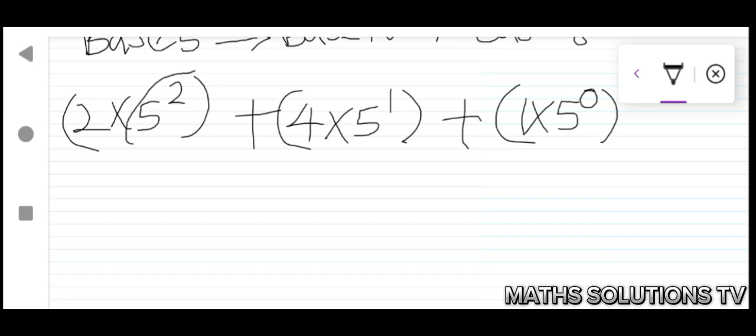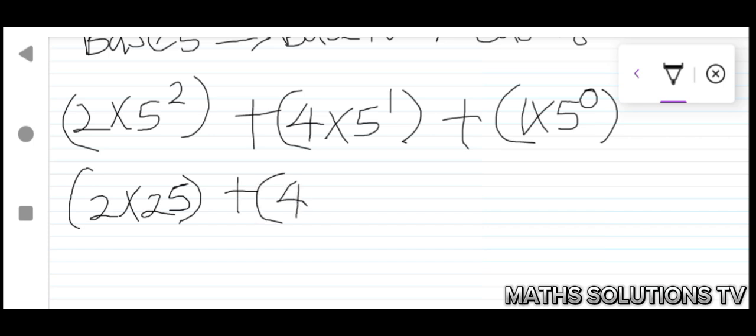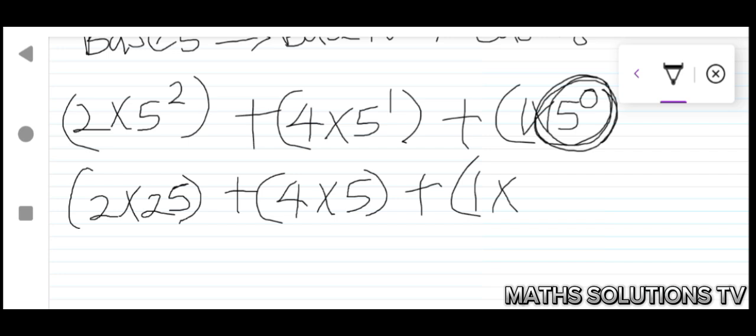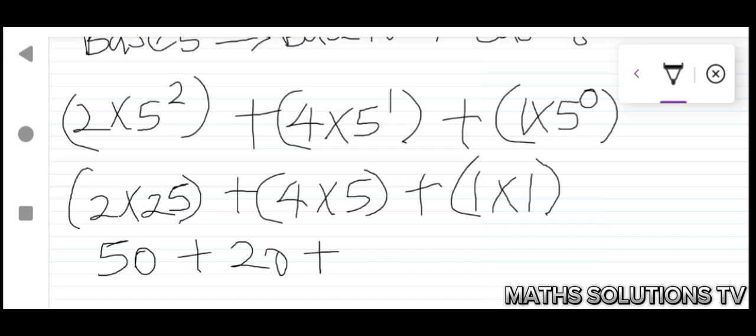With this, we now have 5 raised to power 2, and 5 raised to power 2 simply means 5 in 2 places multiplied together, which is 5 times 5, and that is 25, right? So now we simply write 2 times 25 plus 4 times 5. 5 raised to power 1 is still the same value, 5, since any number raised to power 1 is still that same value. Then we have 1 times 5 raised to power 0. Just keep in mind, any number raised to power 0 is 1. So 2 times 25 is 50, plus 4 times 5, 20, plus 1 times 1, 1. And the total of this is 71.